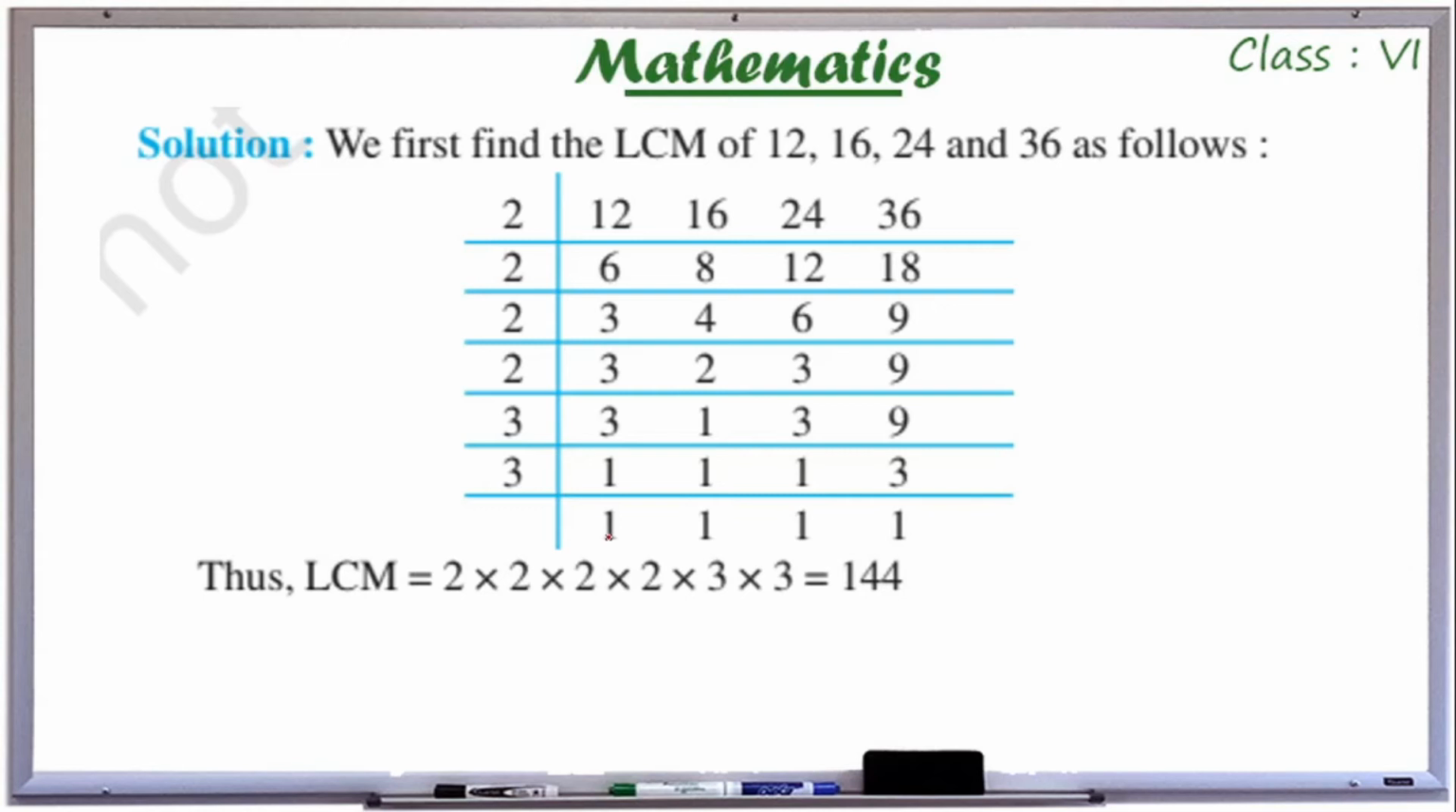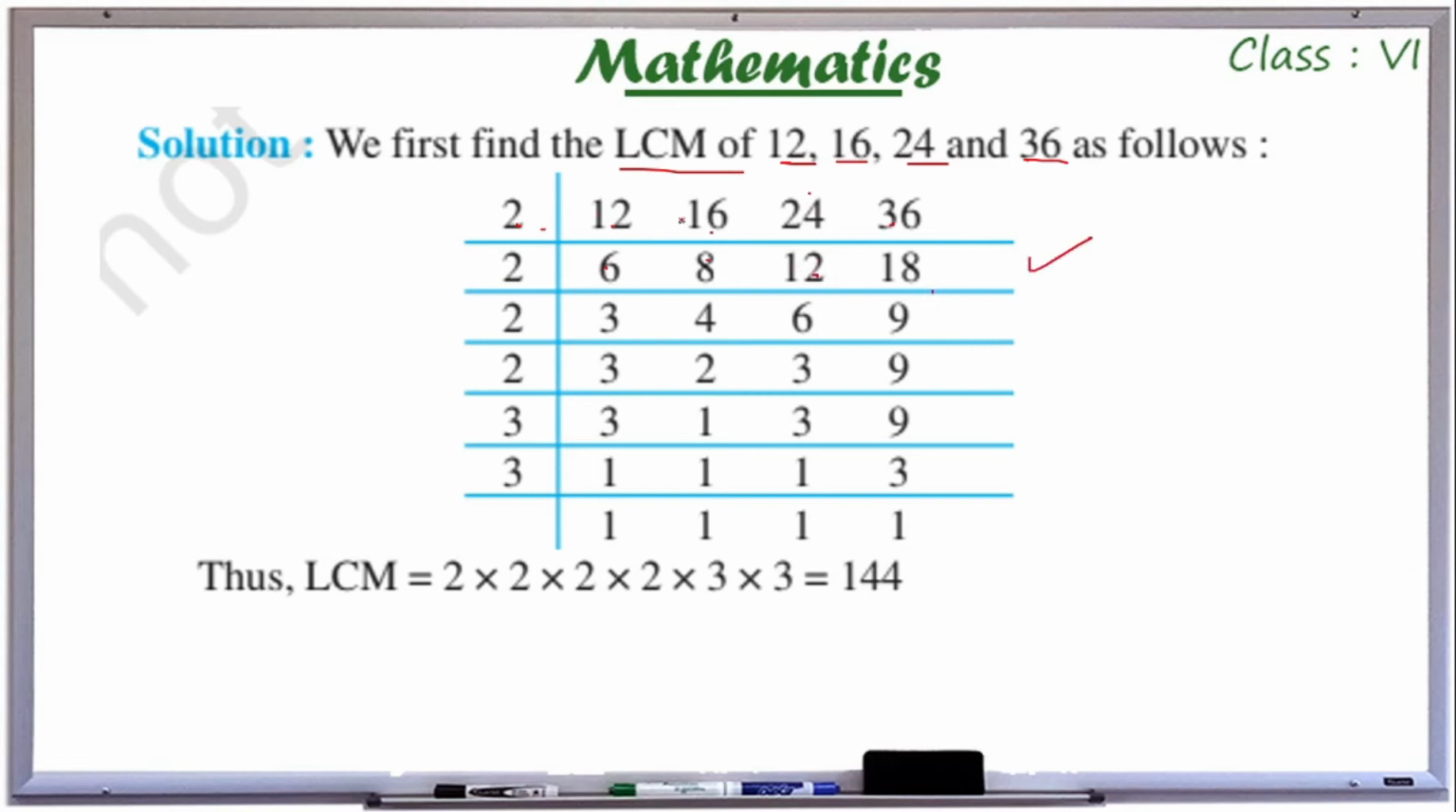And next, you have to find the LCM of 12, 16, 24 and 36. For that, first I have to check if 2 is possible. If any one number is divisible, then 2 is possible. Since 12 is divisible by 2, I can take 2. So 6 into 2 is equal to 12, 8 into 2 is equal to 16, then 24 by 2 is equal to 12, 36 by 2 is equal to 18.